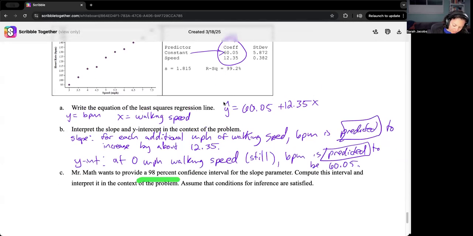Now, we want a 98% confidence interval for the slope parameter. So that's when we're going to use our standard error and our speed.